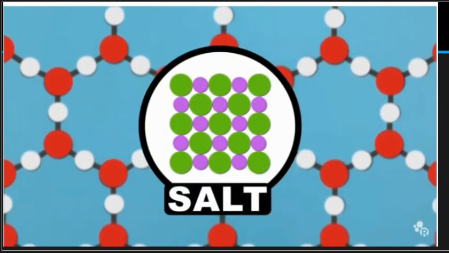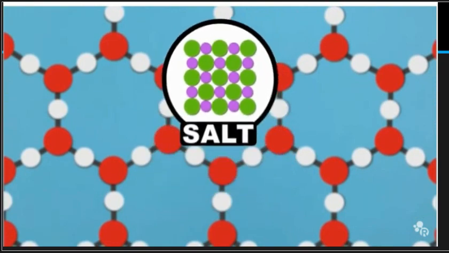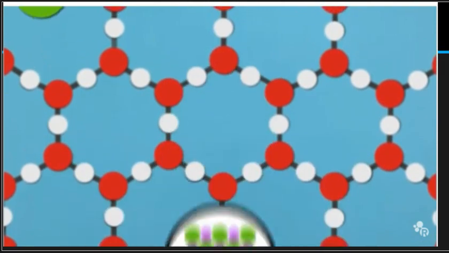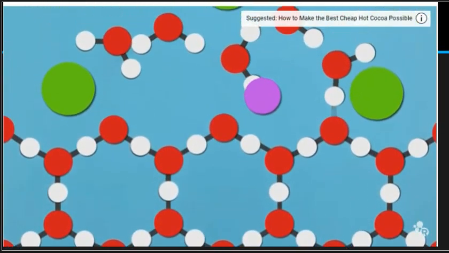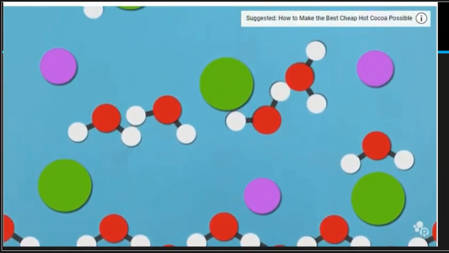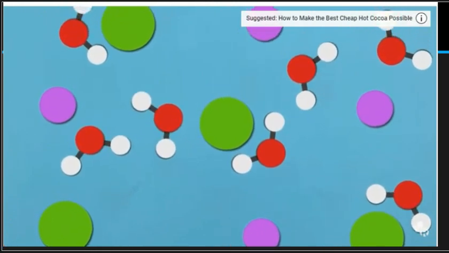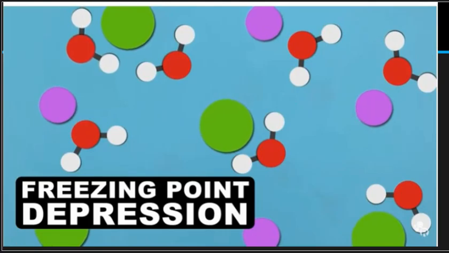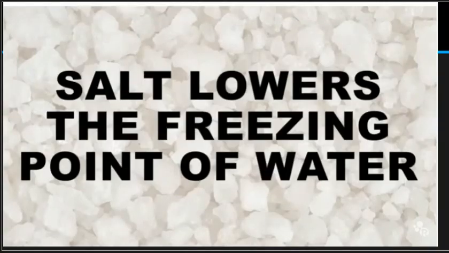Salt disrupts this process. Upon hitting water, salt breaks up into two ions, one sodium and one chloride. These two ions then move around and take up space in between water molecules, pushing them apart and frustrating their potential links to form ice. This disruption is called freezing point depression. And so to put this simply, salt lowers the freezing point of water.